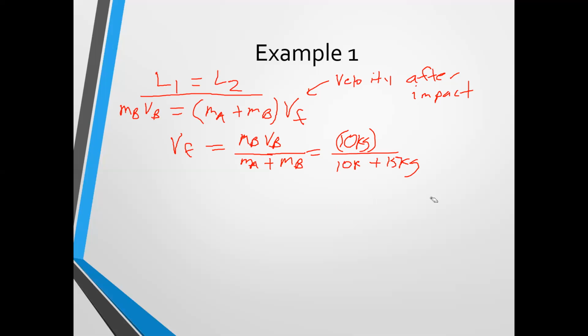All right. And then we'll put in our initial velocity, which is 15 meters per second. If we solve this, we'll get 6 meters per second.